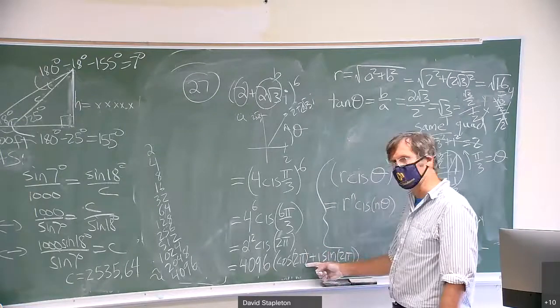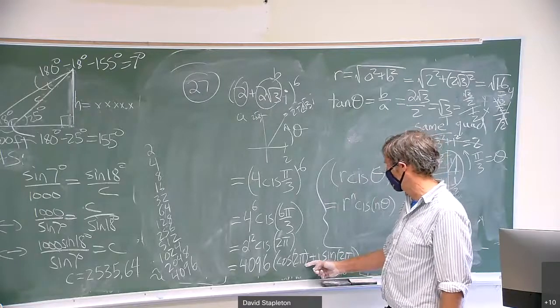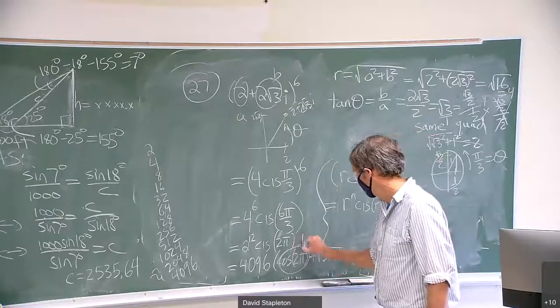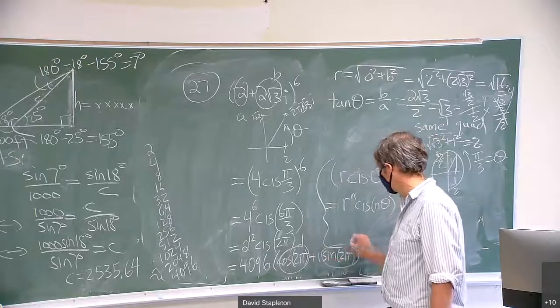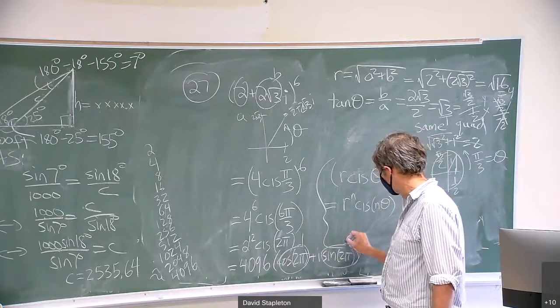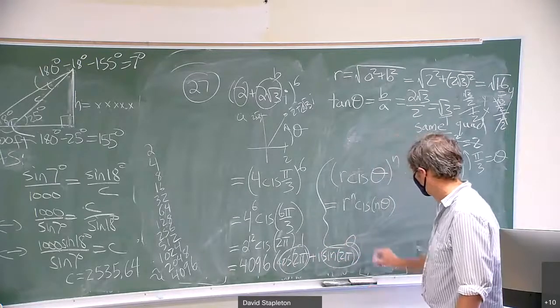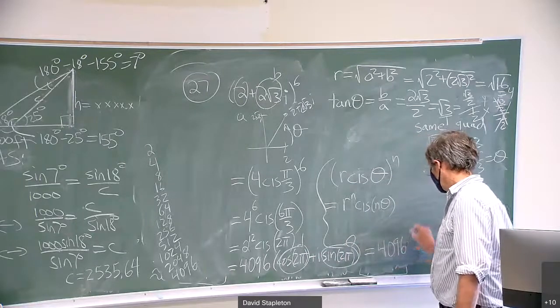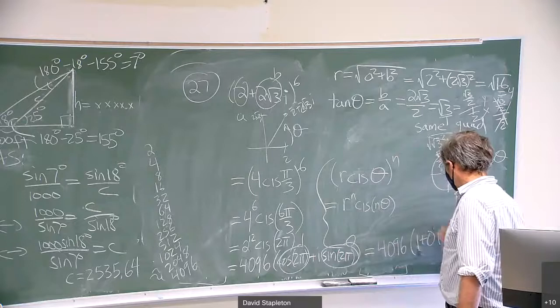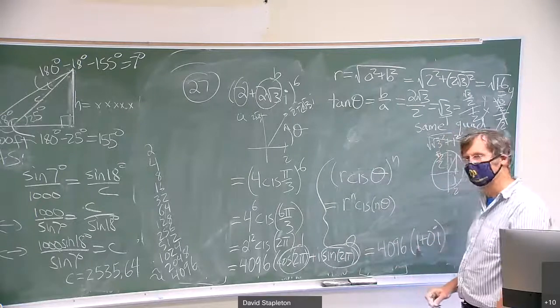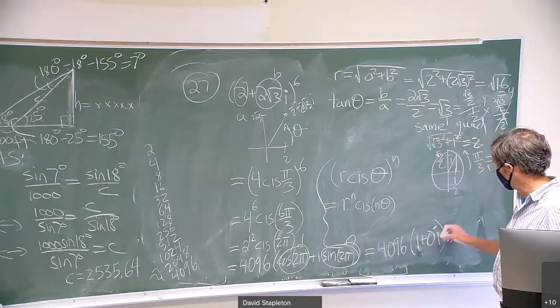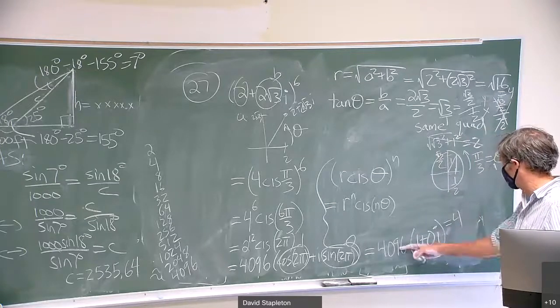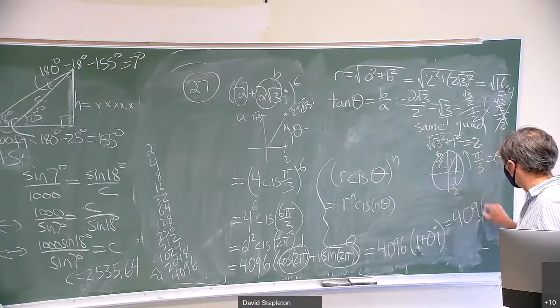I know that cosine of 2 pi is the same as cosine of 0. It's 1, right? And sine of 2 pi is the same as sine of 0, which is 0. And so this is just 4096 times 1 plus 0i. What number is that? 4096 times 1 is just 4096. It's the real number 4096.